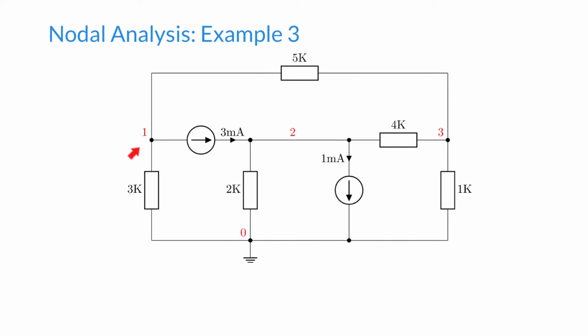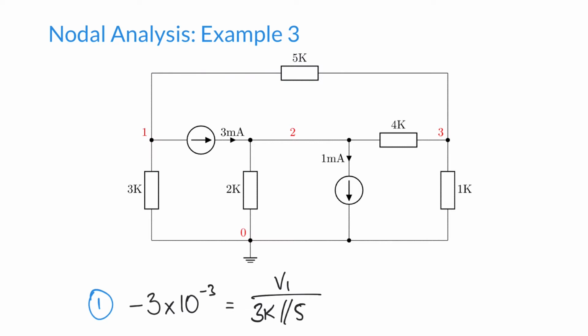So here at node 1, we have a current leaving this node, this 3 milliamps, and so we have minus 3 times 10 to the minus 3 amps, and that's set as equal to V1 over 3k in parallel with 5k, because we have our voltage V1, we have 2 resistances in this case directly connected to that node. We have our 5k resistor here and we have our 3k resistor here, and they're in parallel, using this shorthand notation for parallel resistors.